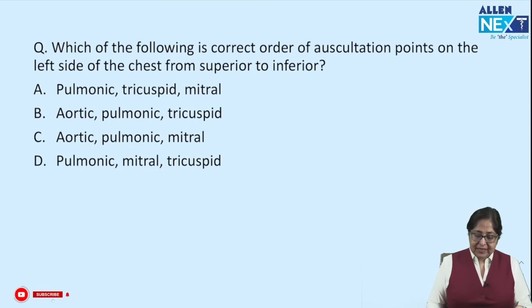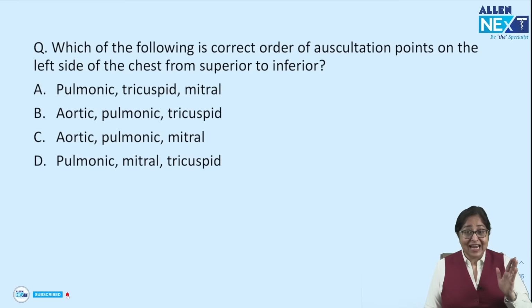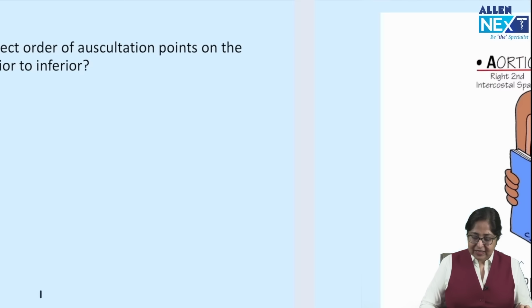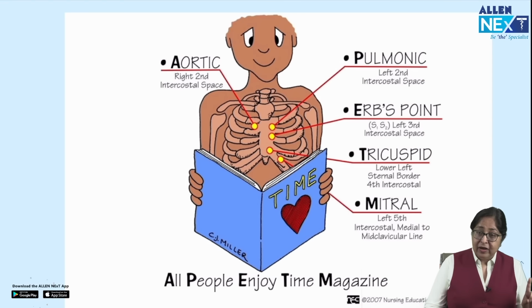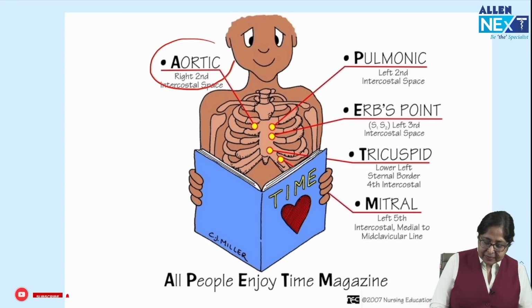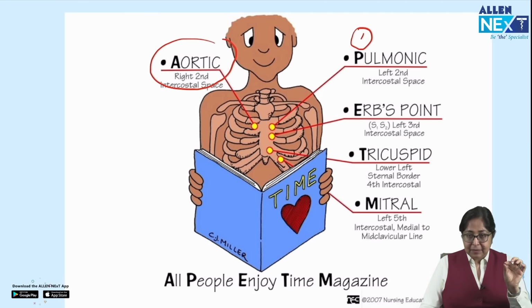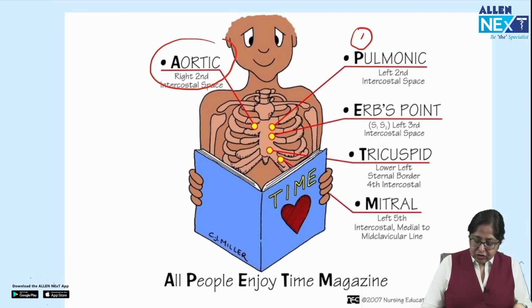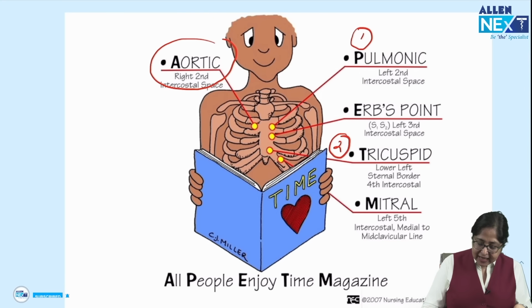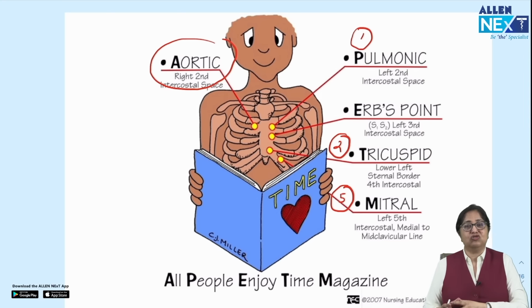Now, which of the following is the correct order of auscultation points on the left side of the chest? Now, as far as the left side of the chest is concerned, aortic is on the second intercostal space on the right side. Left side, second intercostal space is the pulmonic area. Tricuspid is the left lower sternal border in the fourth intercostal space. And in the fifth intercostal space on the left side in the mid-clavicular line is the mitral area.